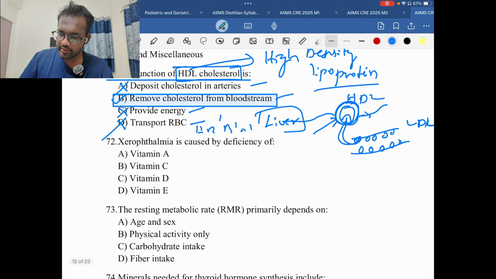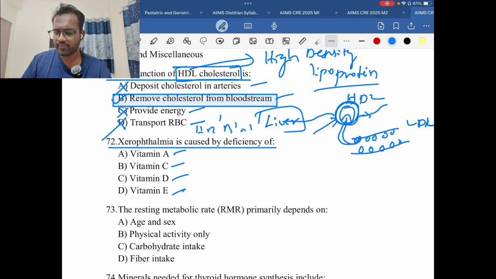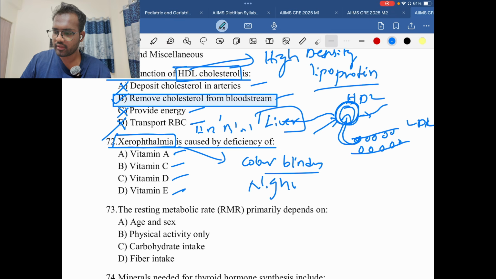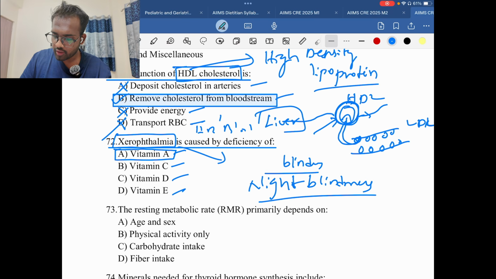Question number 72. Xerophthalmia is caused by deficiency of vitamin A, vitamin C, vitamin D, vitamin E. So this is also a very basic question. Xerophthalmia is a condition called color blindness, or night blindness. Sorry, night blindness. During the night times, the person can't visually see some objects or some colors. So this is called night blindness. It is caused due to vitamin A deficiency. Vitamin A deficiency causes xerophthalmia.